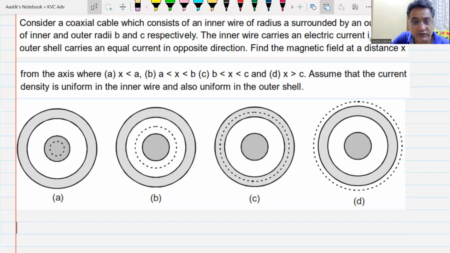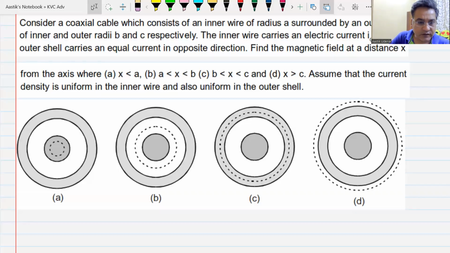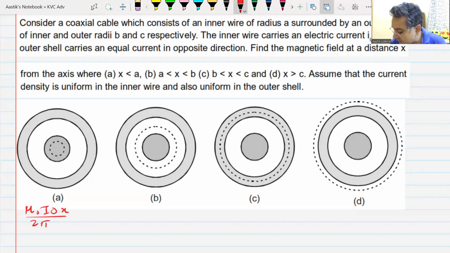So this is the question, solve it. So how are we supposed to do this? In the first case, what will be the answer? Sir, in the first case, it is mu naught I into x by 2 pi a square, sir. Mu naught I x by 2 pi a square. Yes or no? Yes, sir.